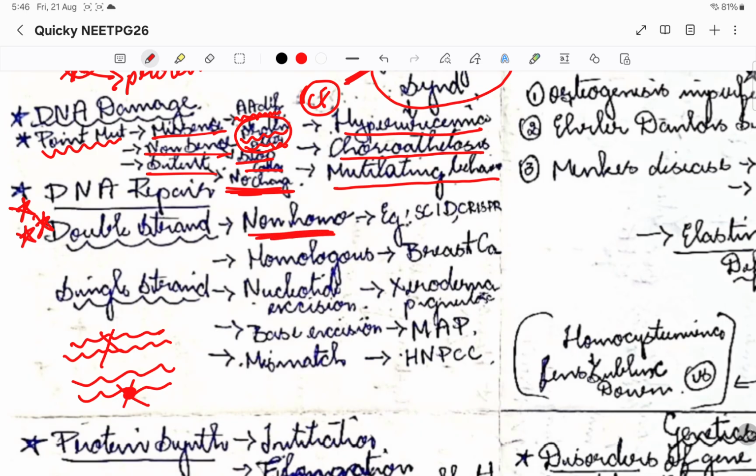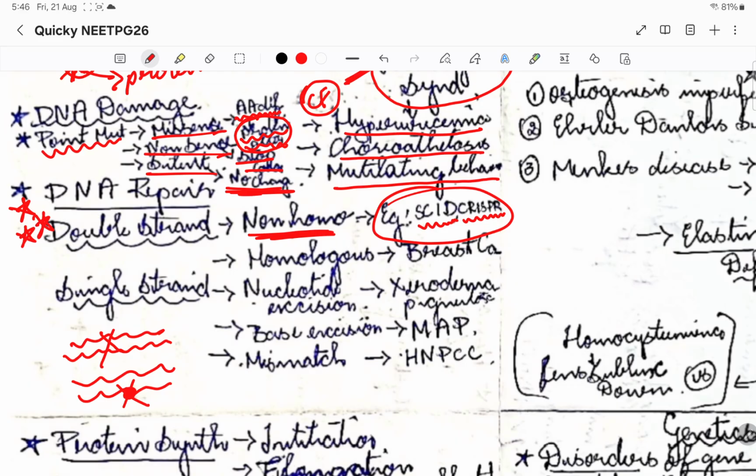Non-homologous repair example is SCID. We discussed just above, right? Severe combined immunodeficiency disorder. This happens because of a non-homologous repair defect. See, these things happen when there is a defect in repair. It was supposed to repair, but if there is a defect in the repair mechanism of the DNA, then these diseases will happen. When there is a non-homologous DNA repair defect, then SCID, and in the CRISPR gene mechanism also, this is what we are using.